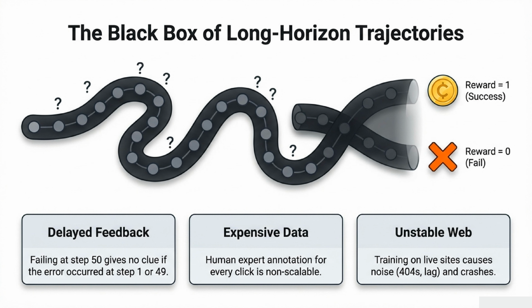So, why is this difficult? Traditional methods treat long web browsing sessions like a black box. Imagine an agent taking 50 steps to solve a task. If it fails at step 50, we get a 0 reward. But did it fail because of a mistake at step 1 or step 49? We just don't know. This represents delayed feedback. On top of that, getting human experts to annotate every single click is expensive and non-scalable. And the live web is unstable. 404 errors and lag introduce noise that confuses the model.